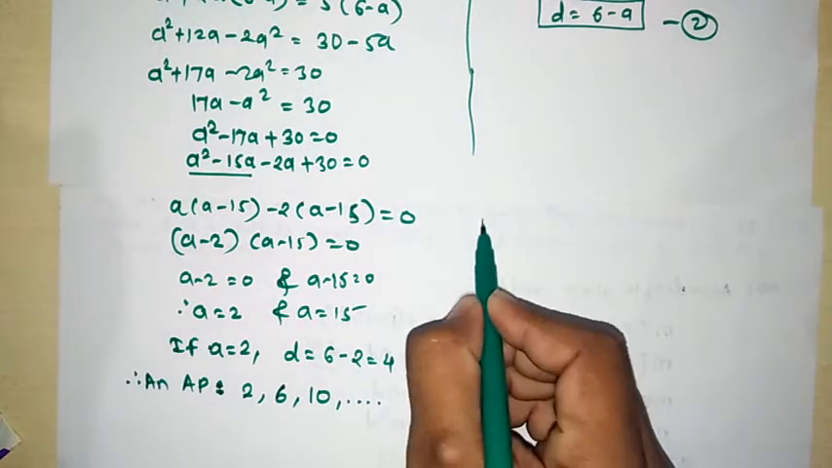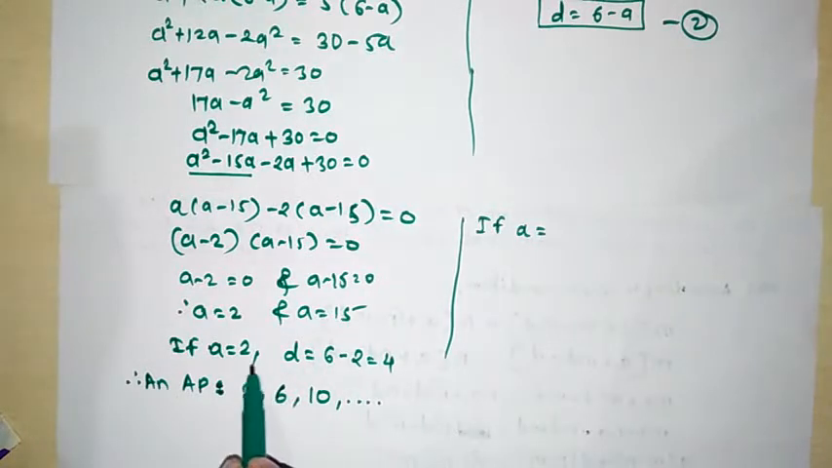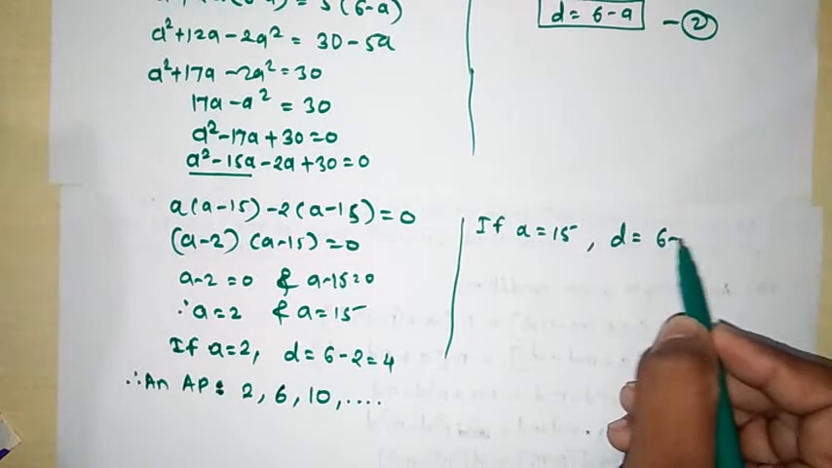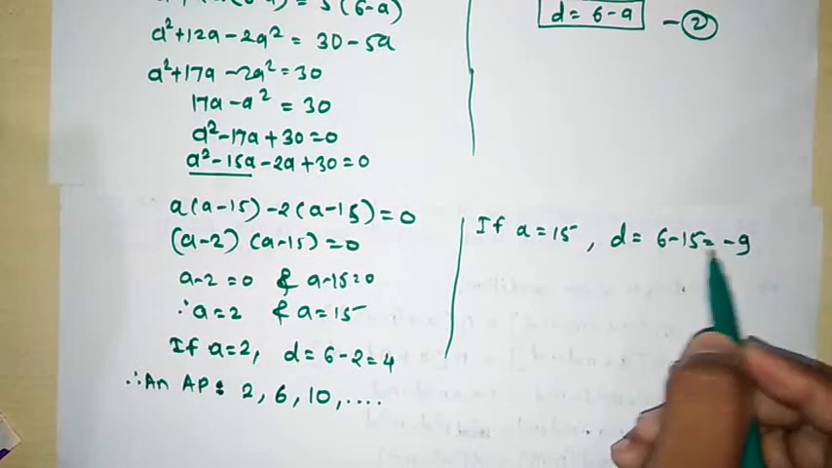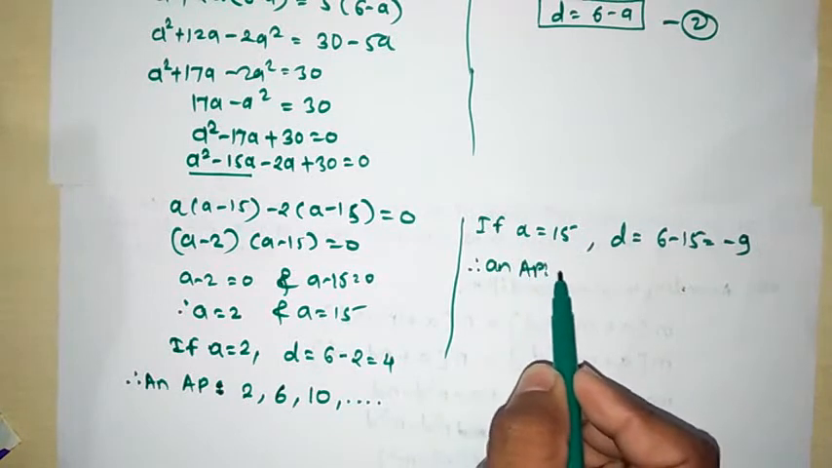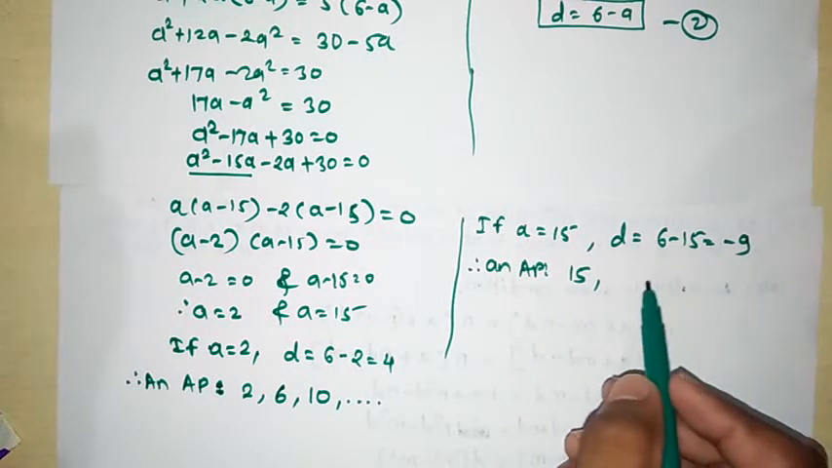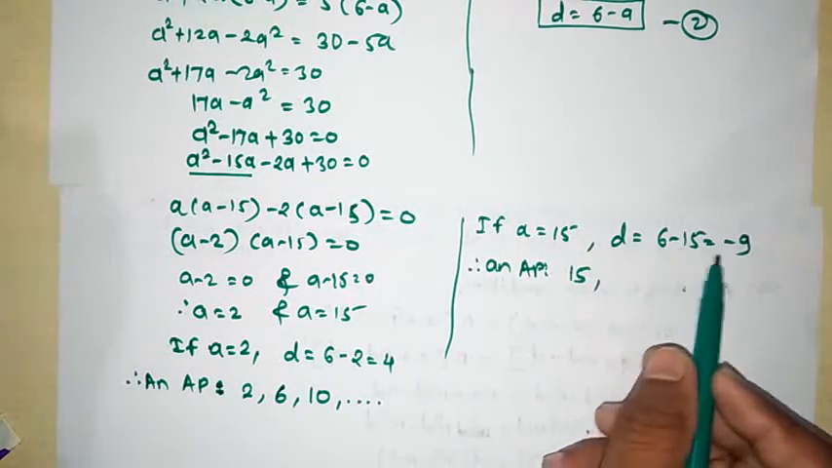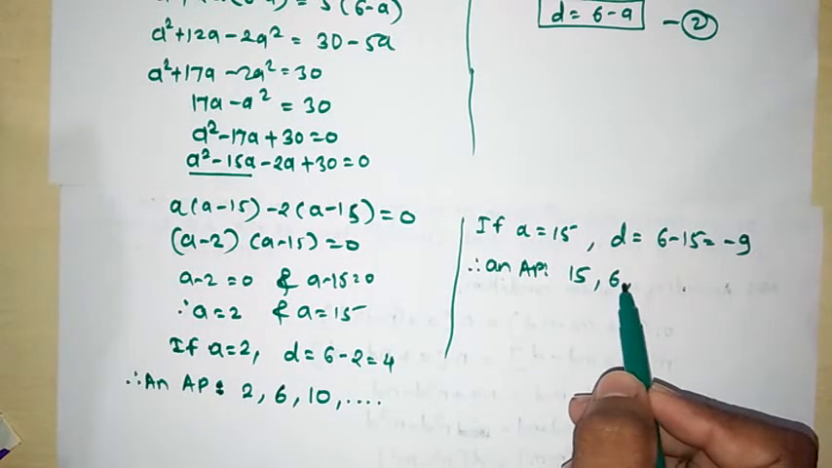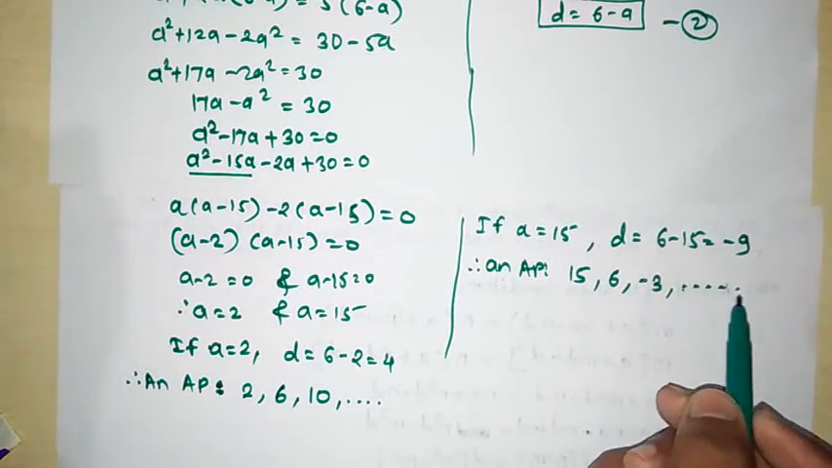Now if a is equal to, what is the next value? a is equal to 15. Then what is d? d is equal to 6 minus 15 is equal to minus 9. We got d is equal to minus 9 here. Therefore the AP will become: first term is 15, second term will become 15 minus 9, that is 6, and 6 minus 9 is equal to minus 3, and so on. This is another AP.